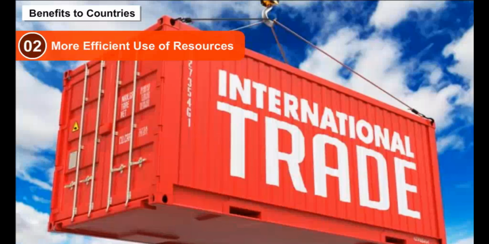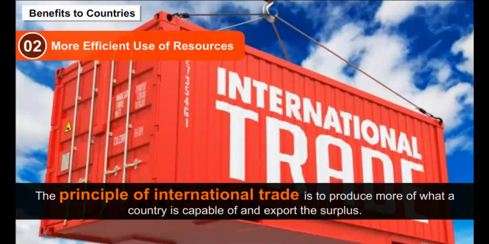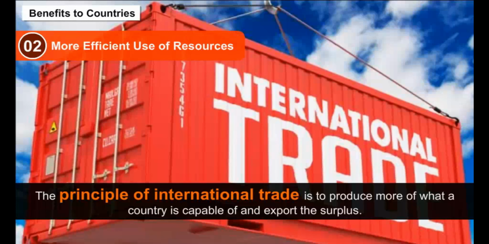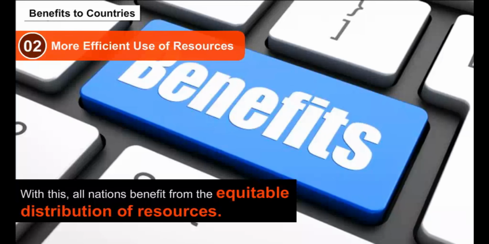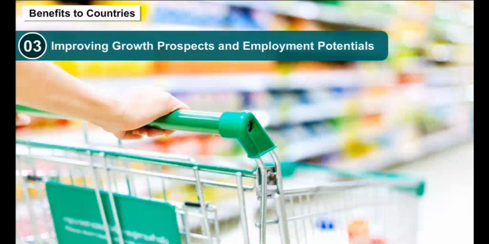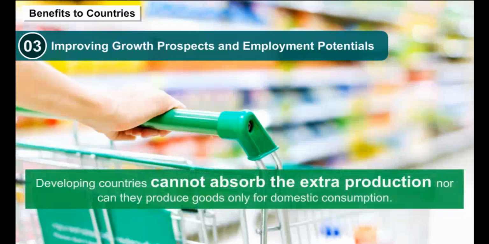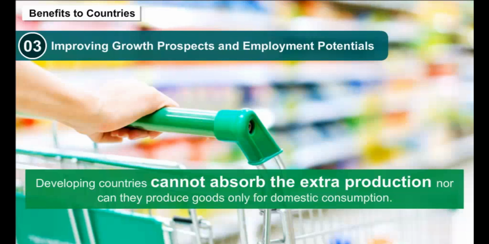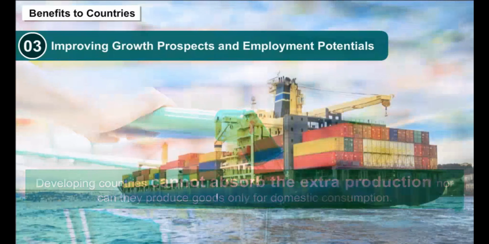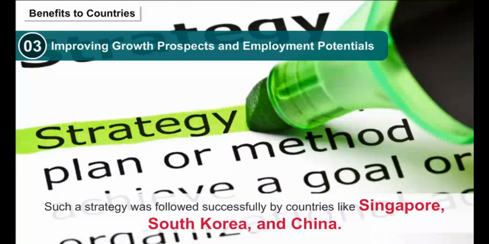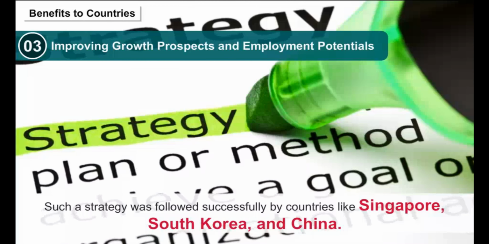More efficient use of resources. The principle of international trade is to produce more of what a country is capable of and export the surplus. With this, all nations benefit from the equitable distribution of resources, improving growth prospects and employment potentials. Developing countries cannot absorb the extra production, nor can they produce goods only for domestic consumption. Instead, they can export and improve their growth prospects and generate employment.